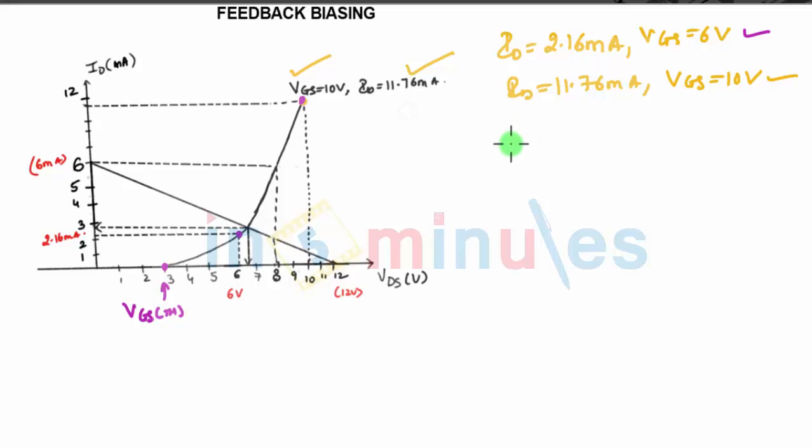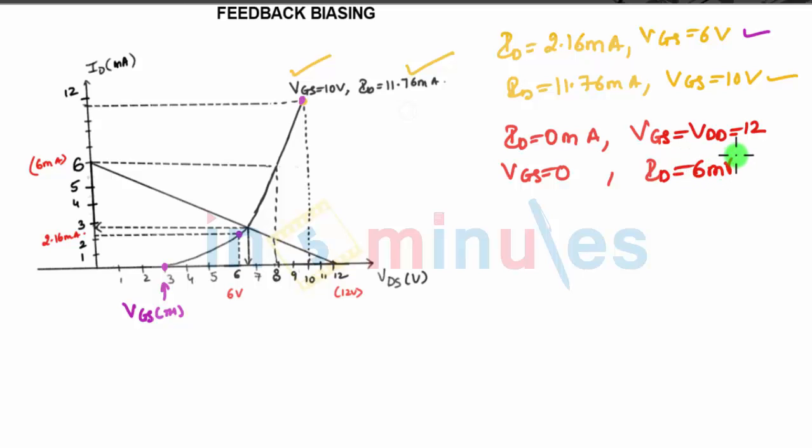Now for the Q point, what have we found? For ID equal to 0 milliamperes, VGS will be VDD, which is 12 volts, and for VGS equal to 0, I have ID as 6 milliamperes. So this is the 12 volts point and this is the 6 milliampere point. Wherever they intersect, this point is your Q point and the corresponding values. So this will be your VDSQ and this will be your IDQ.